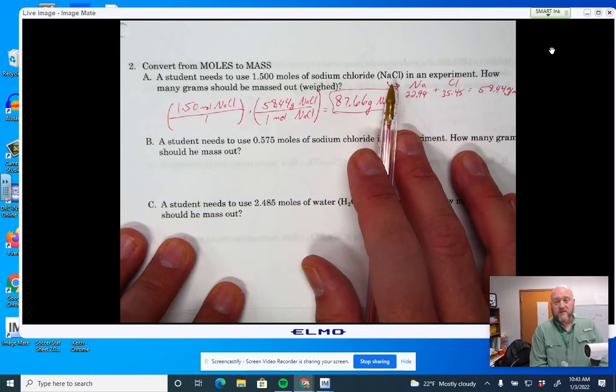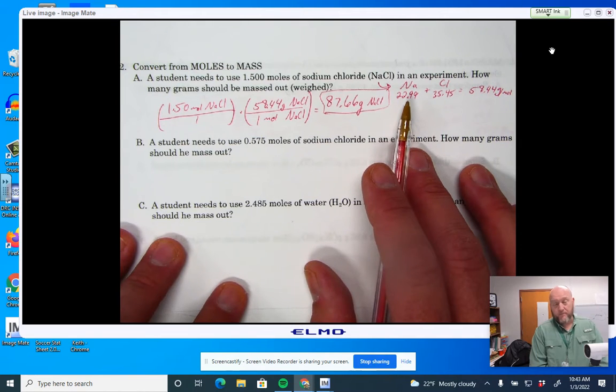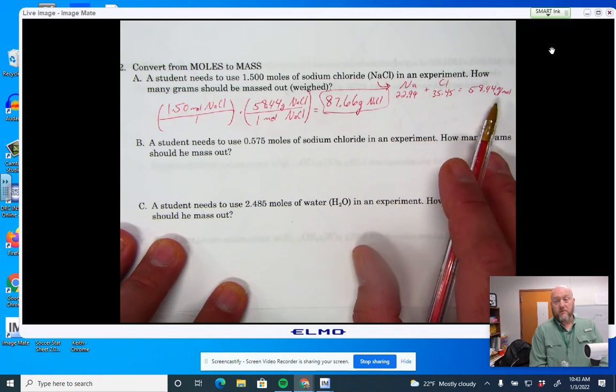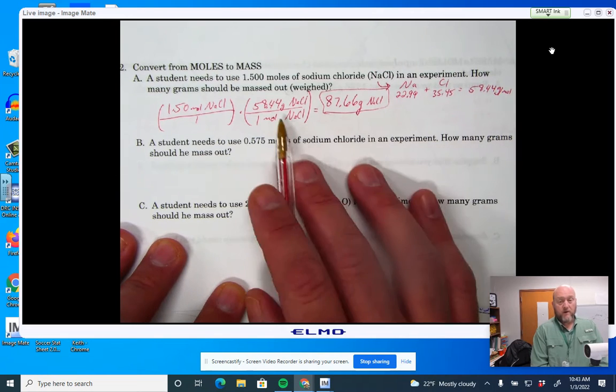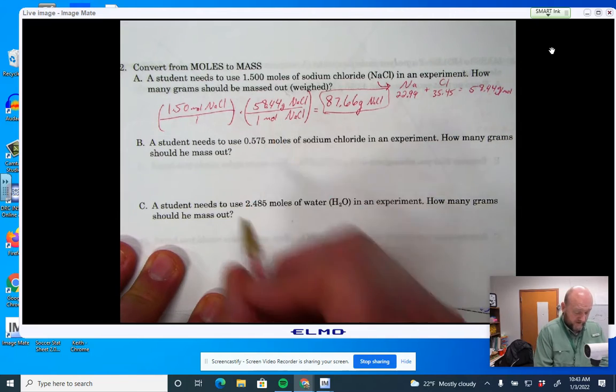First example, we are dealing with sodium chloride. We need to find the molar mass of sodium chloride. To do that, we're going to combine sodium and chlorine. Sodium is 22.99 grams per mole. Chlorine is 35.45 grams per mole. So sodium chloride is 58.44. And that's how we get that number for our calculation there.